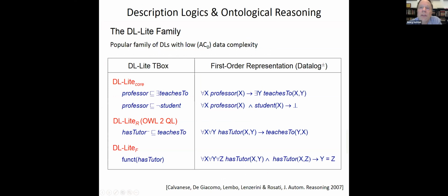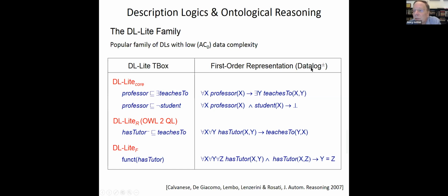Now let me come to the final application of existential quantifiers, and that's description logics and ontological reasoning. Here I just show you a very, very nice description logic family called the DL-Lite family. Why is it so nice? Because it has a very low complexity, and with big data, complexity is a very important thing. And in these description logics, you have very strange formulas. Professor included in exists teaches to.